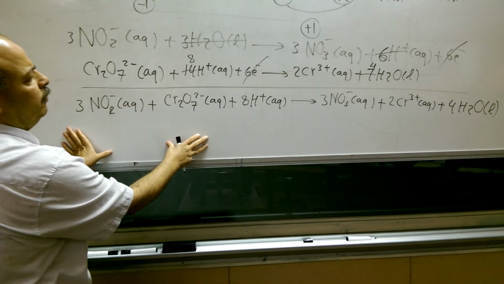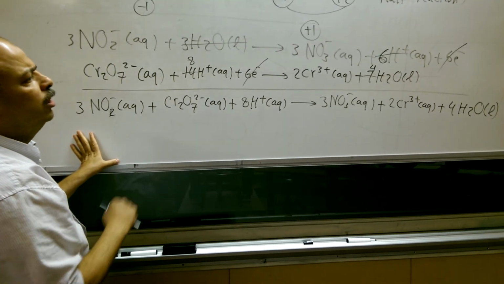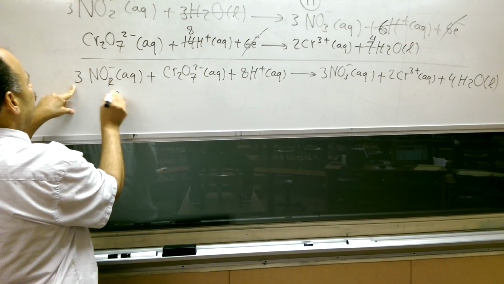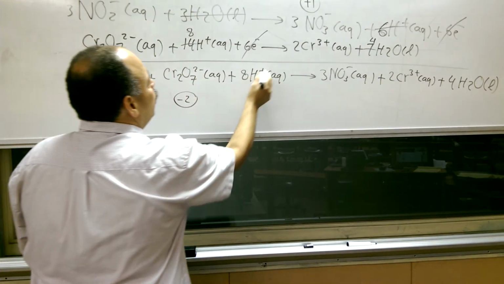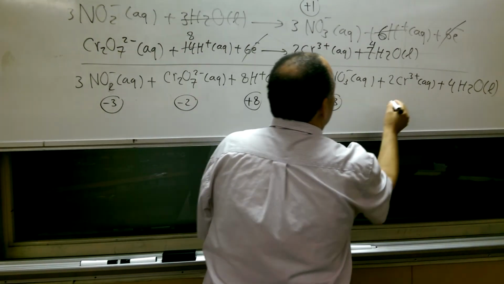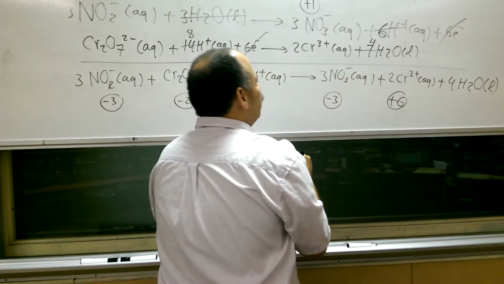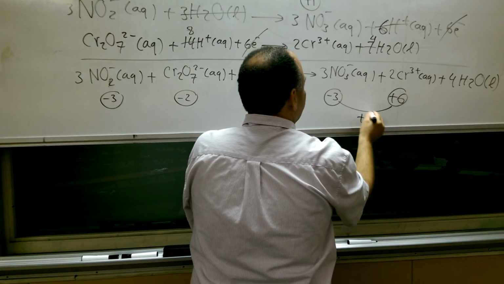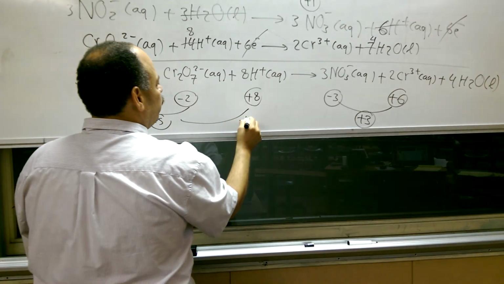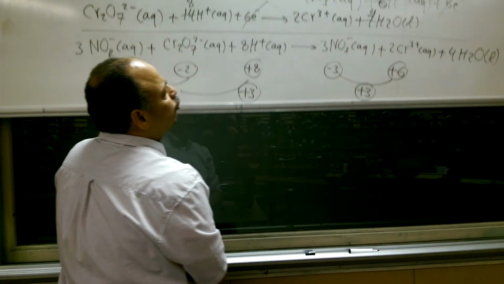But we need to check again for a couple of things as we mentioned earlier. The total charge should be the same on both sides, and also the total number of atoms on both sides of the overall equation should be the same. So if we look at the total charge on the nitrite ion, this is -3. The dichromate is -2. 8 protons is +8. And on the other side here, -3 for the nitrate, +6 for the chromium 3. So this overall will be +3. On this side, this will be -5 and +8. So that should give us +3 as we notice here. So the total charge on the left side is the same as the total charge on the right side.